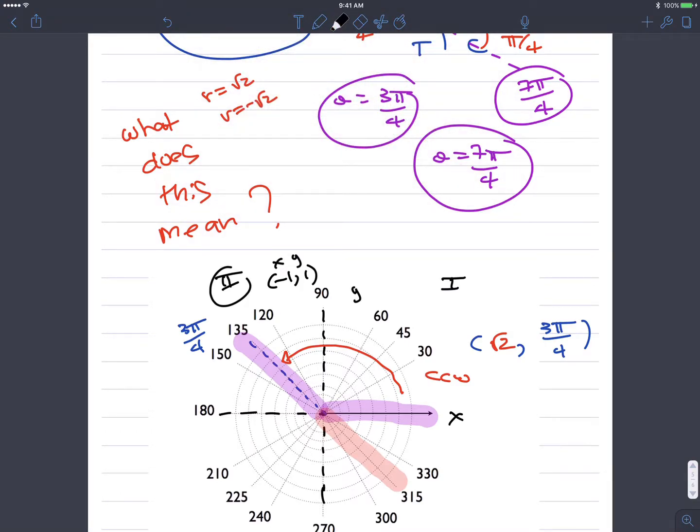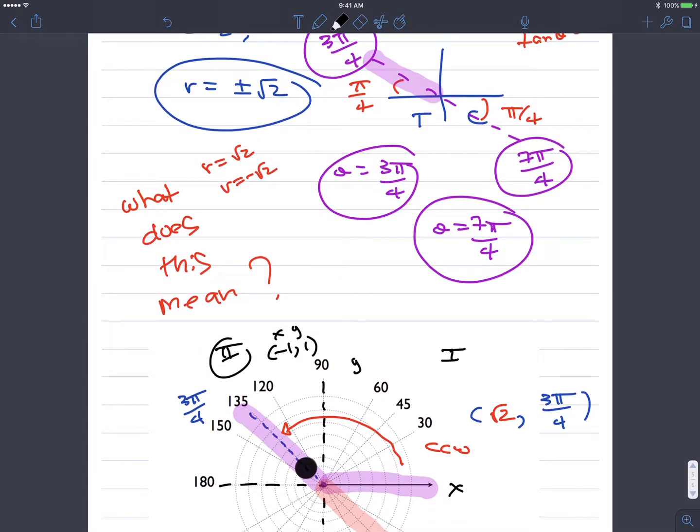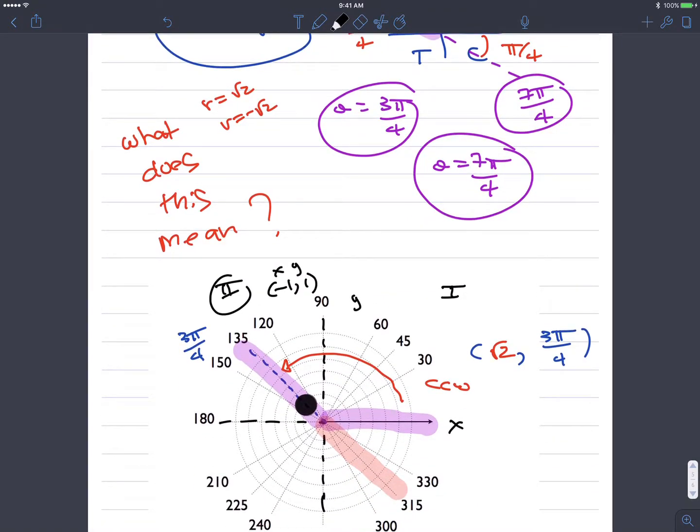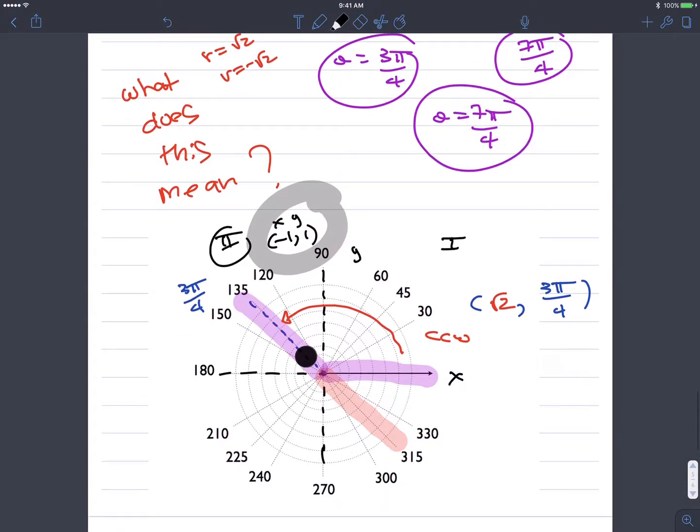Meaning, square root of 2 is about what? A little bit bigger than 1? Something like this. The point I'm making is that this point, negative 1, 1, is in quadrant 2. My radius being positive and my angle being positive also puts me in quadrant 2. So that is a solution. Now remember, what do we say? This is not unique. What does not unique mean? There's another way to describe that.